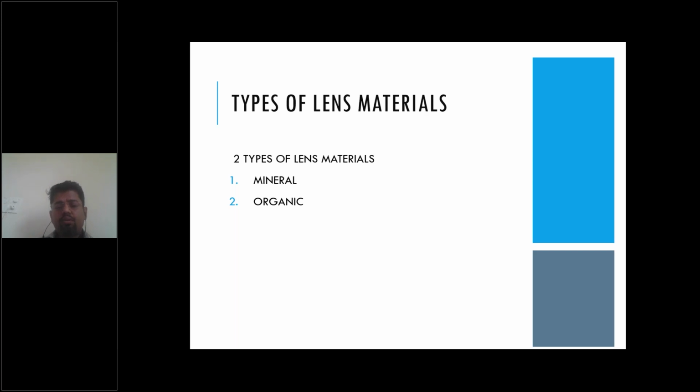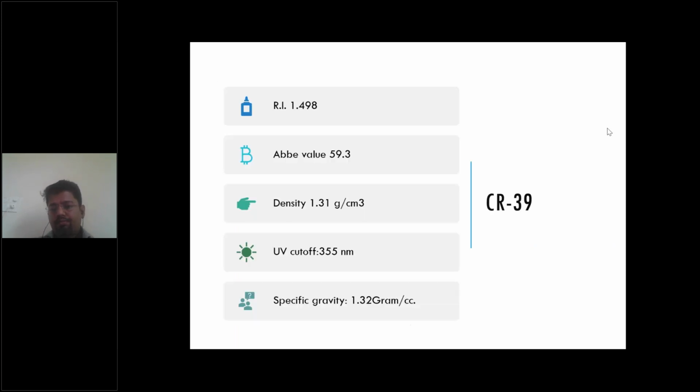CR39, we all know, is one of the commonly used plastic lenses in our practices. It has a refractive index of 1.5, a little bit more, up to 1.6 in some companies, but it's a 1.5 index. It has an Abbe value of around 60, a density of 1.6 gram per cm3, a UV cutoff of 355 nanometer, and a specific gravity.